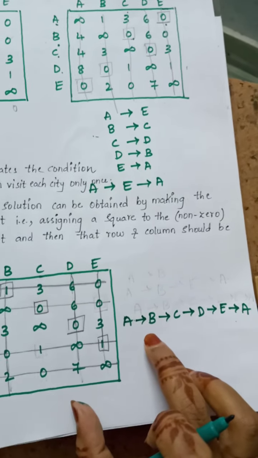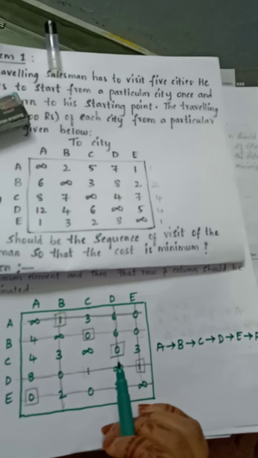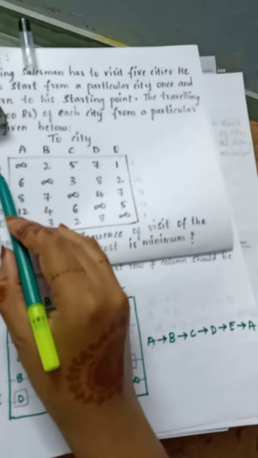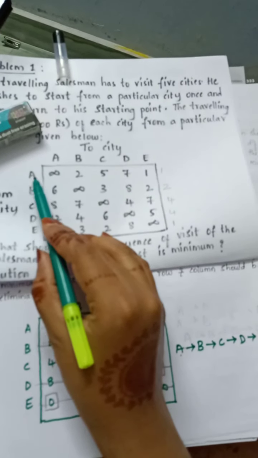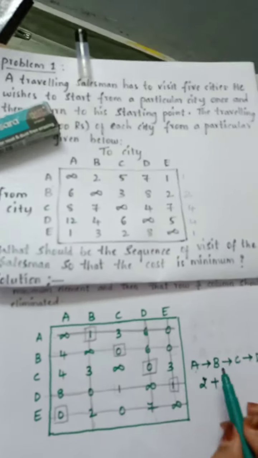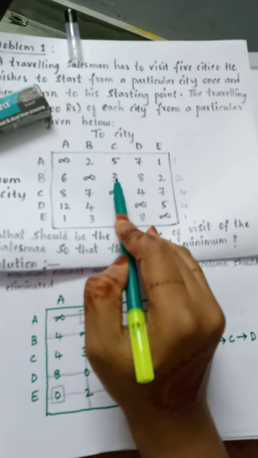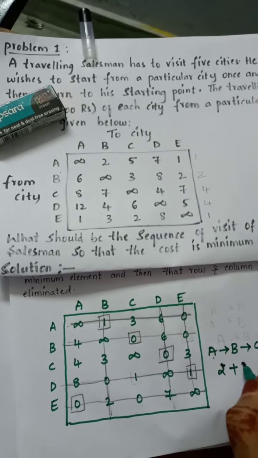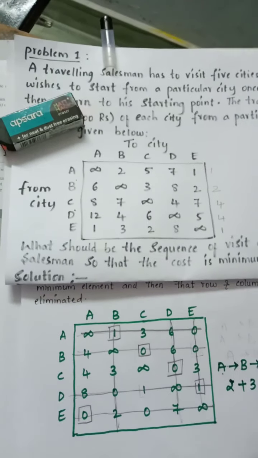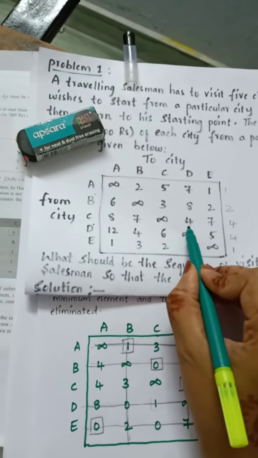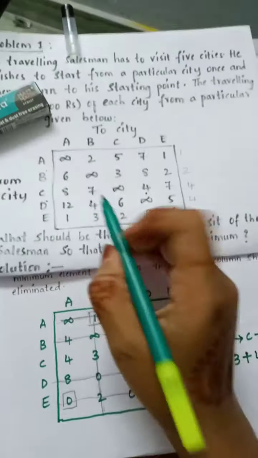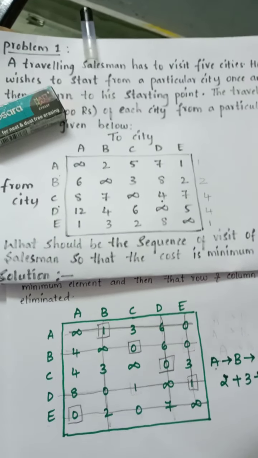So the next step is to calculate the total cost. The salesman is traveling from city A to B. Go back to the question. From A to B, what is the total cost? 2, plus, next from B to C, the total cost is 3. 2 plus 3, next plus, from C he is going to D. From C to D, the total cost is 4. Next plus, from D he is going to E. From D to E, the cost is 5.